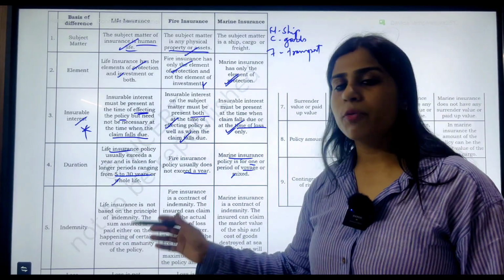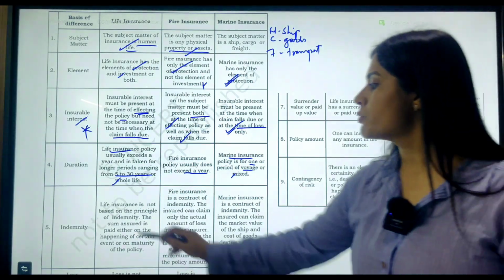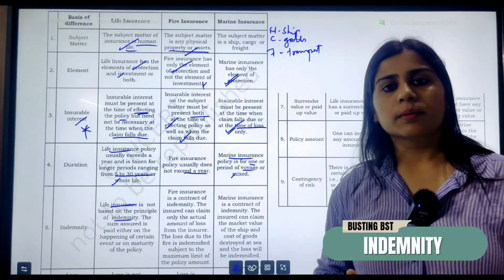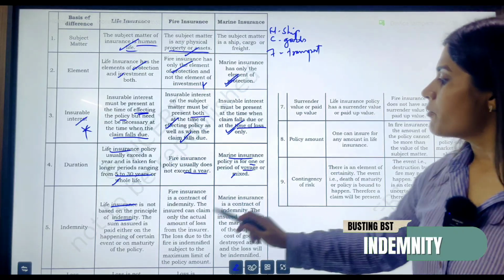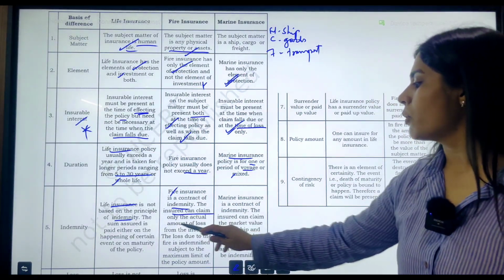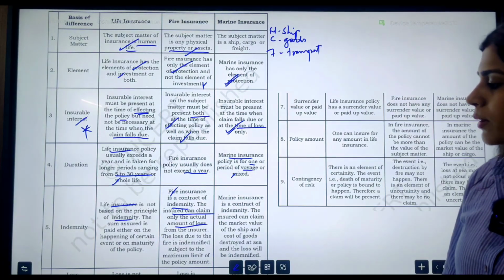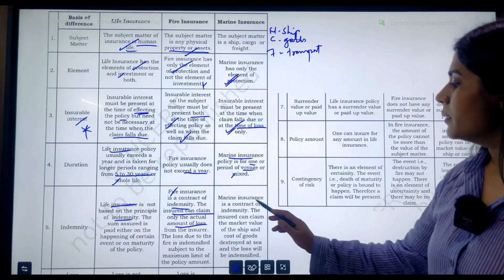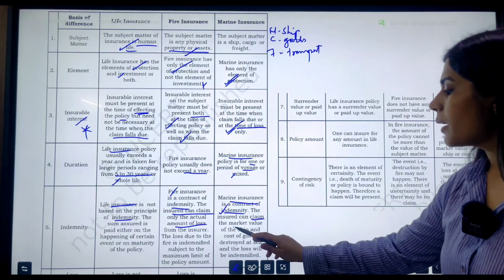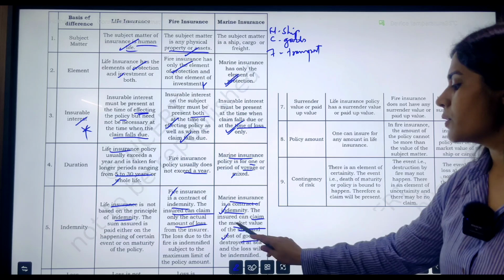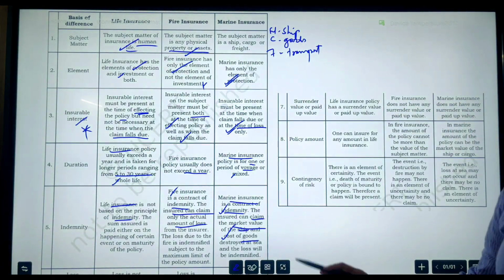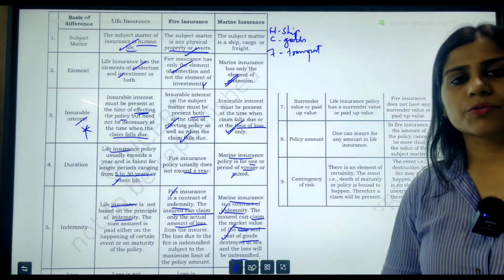Then indemnity, as we have already discussed: life insurance is an exception to the rule of indemnity, because anybody's life cannot be granted compensation in terms of money. But fire insurance is definitely a contract of indemnity, and the insured can claim the actual loss from the insurance company. And marine insurance is also a contract of indemnity, and one can claim the market value of the ship and goods that have been destroyed under this policy. The loss will be indemnified as per the market value of these destructions.